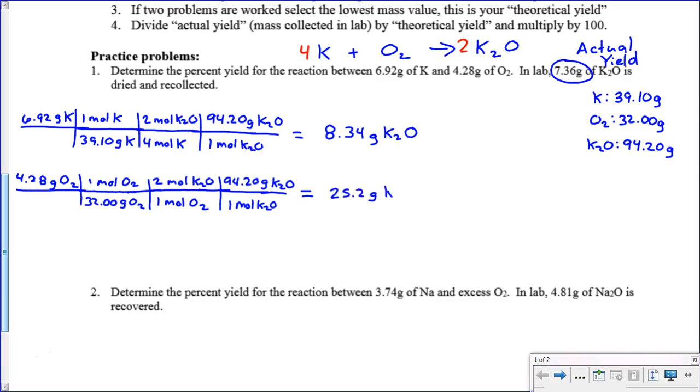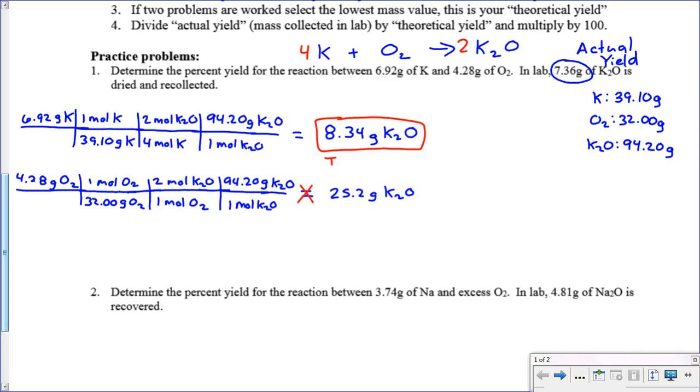This is a limiting reactant problem, so thinking about what this means: we have enough potassium to make 8.34 grams of K2O, and we have enough oxygen to make 25.2 grams of K2O. What this means is we're going to run out of potassium first. Once we create 8.34 grams of K2O, we are out of potassium, and the reaction can't go on any further. So this reaction here on the bottom does not happen, because we run out of potassium first. In the end, we only get 8.34 grams of K2O.